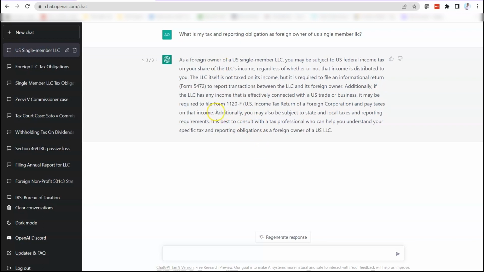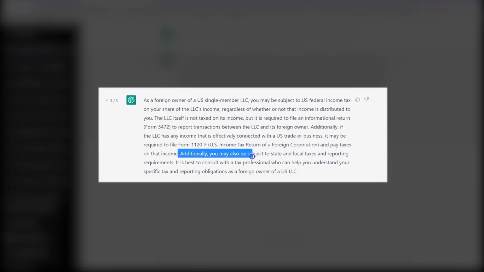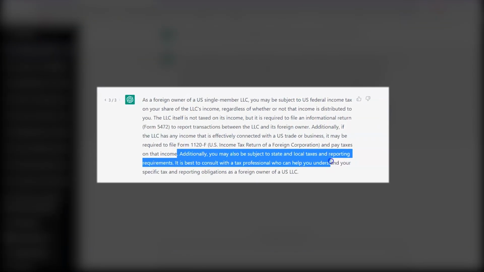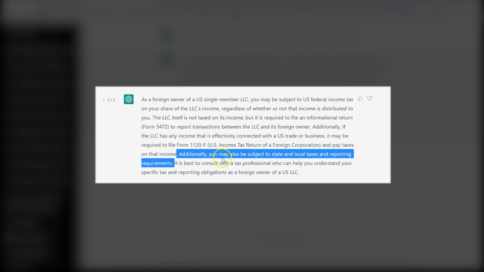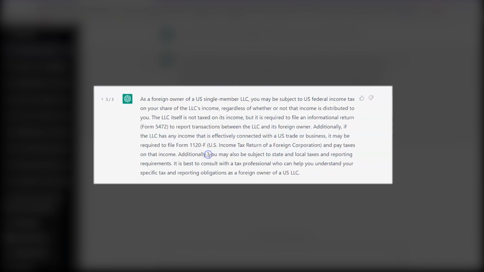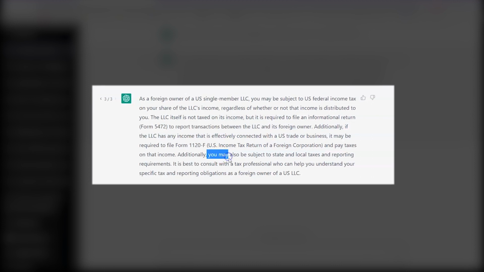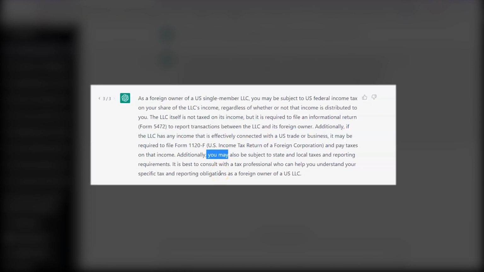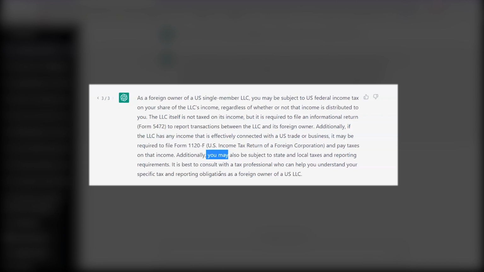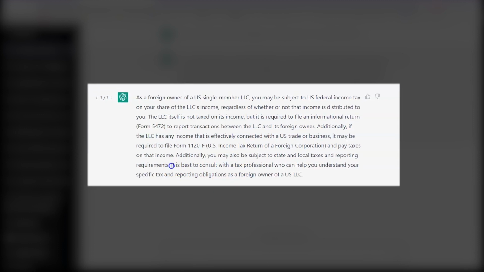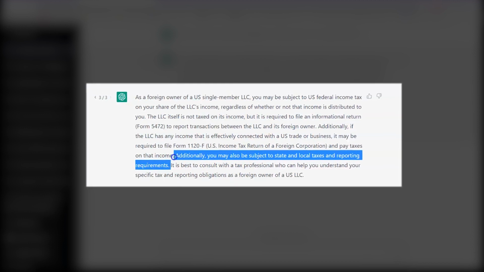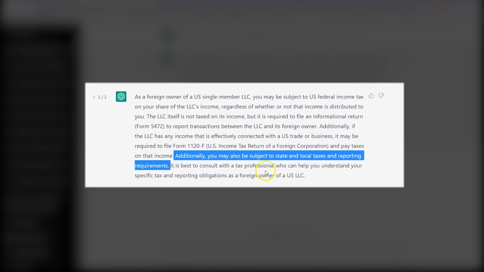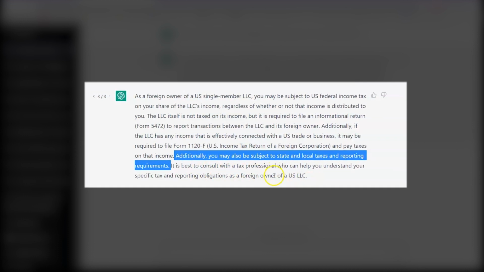Now let's move on. Additionally, you may also be subject to state and local taxes and reporting requirements. This is true. Once again, it uses words like you may. So this also requires some soul searching and some consultations with CPAs and attorneys to determine whether you have any tax exposure in any state. So this statement is fine. And then it ends with to consult a tax professional.